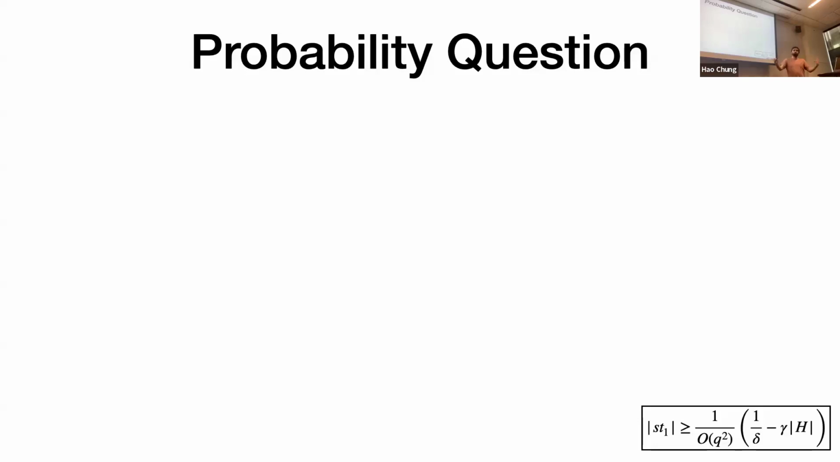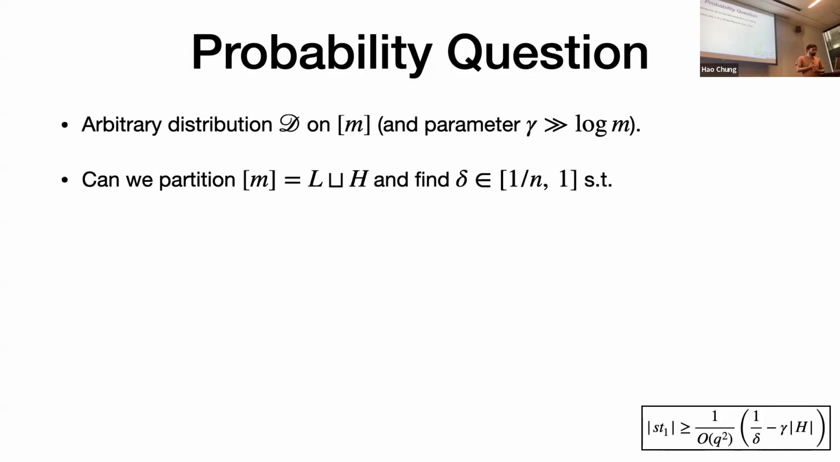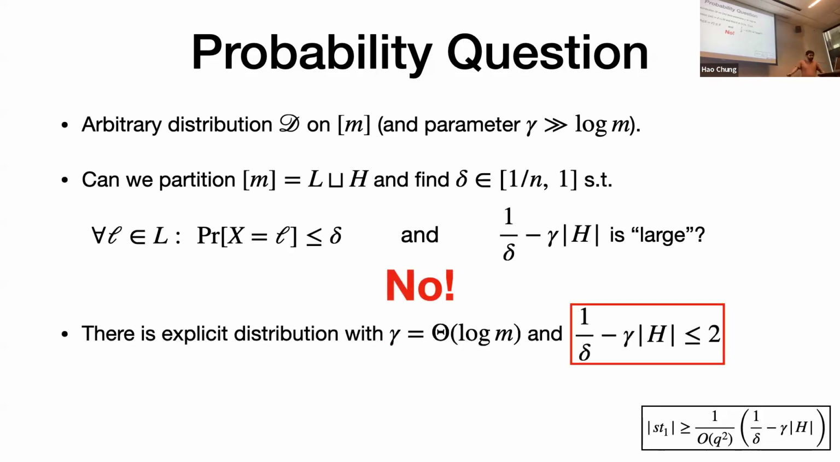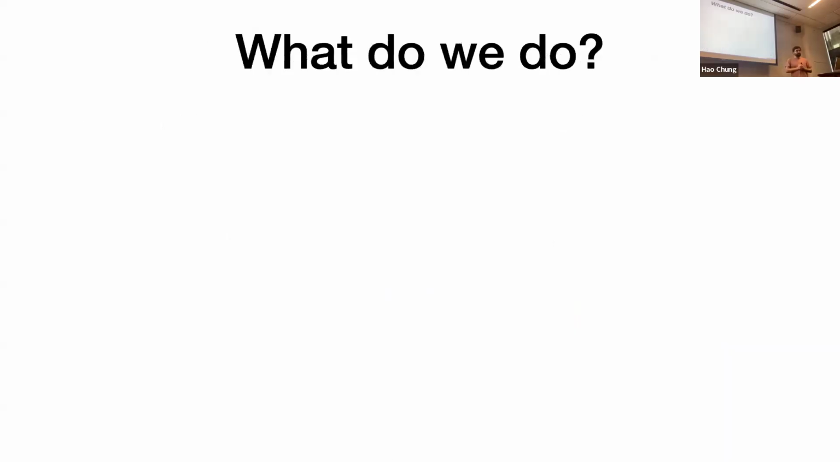Right, so this is really just a probability question now. We have an arbitrary distribution on m elements and some parameter gamma. How can we partition it into a light and heavy set with some delta, so that everything in the light set has probability at most delta, and 1 over delta minus gamma times h, this quantity I've defined, is sufficiently large? Unfortunately, you can't do this. There's an explicit distribution, it turns out, where gamma is log m, and this quantity is essentially always at most 2. And so that's too bad for us.